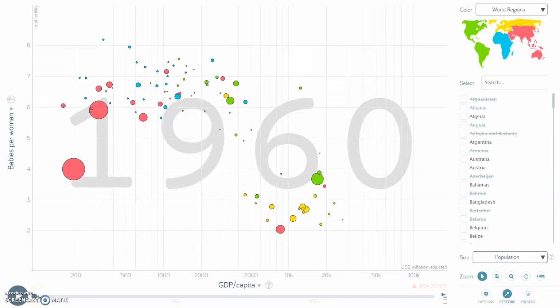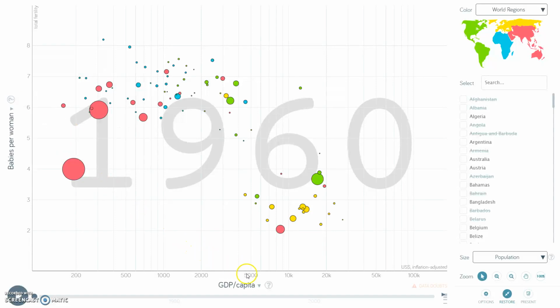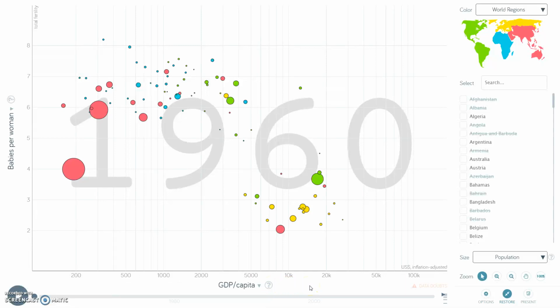In this video, we are going to be using Gapminder to view the relationship between babies per woman, or the total fertility rate, and the gross domestic product per capita, or the gross domestic product divided by the amount of labor that there is. And we're going to be reviewing that for all of these countries here, and we're going to be viewing it over time. So we're going to start in 1960, we're going to go all the way to 2017.